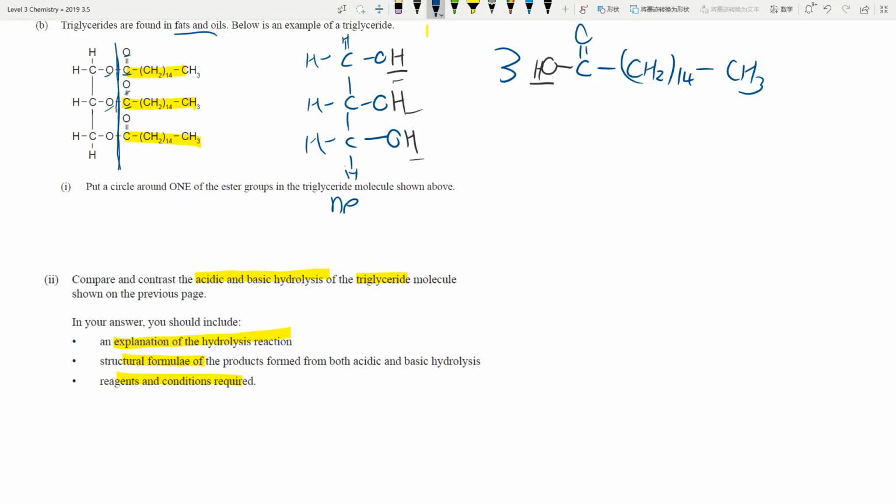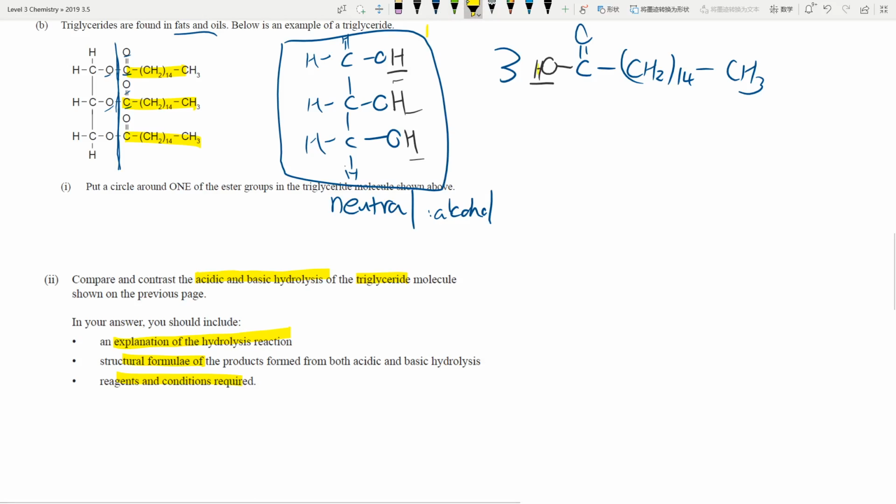This is neutral. Why is that neutral? Why is the thing highlighted neutral? Because that's an alcohol. It's neutral. What is the functional group on the thing I just drew? COOH. This is acidic. So in both reactions, you will make these two things initially.